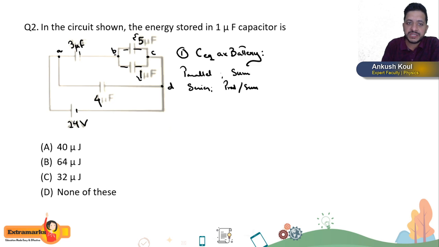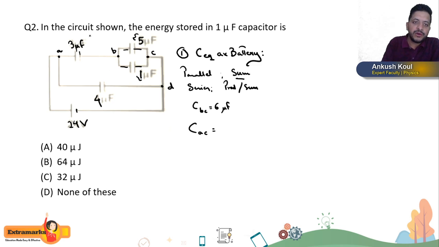Now if I see between junction B and C, 5 and 1 are in parallel, correct? So 5 and 1 are in parallel, so the combination will give us the sum of these two as mentioned here. So my answer for capacitance between B and C will be how much, beta? 6 microfarad, right?